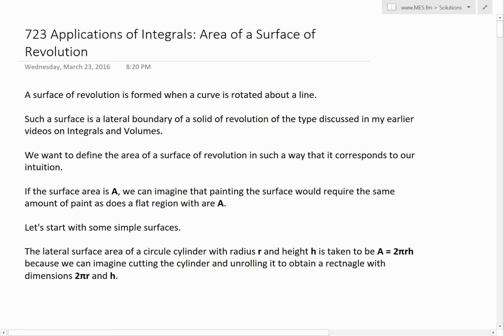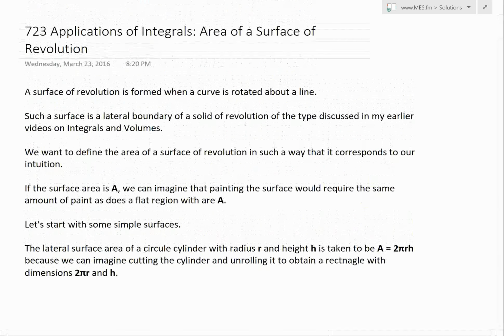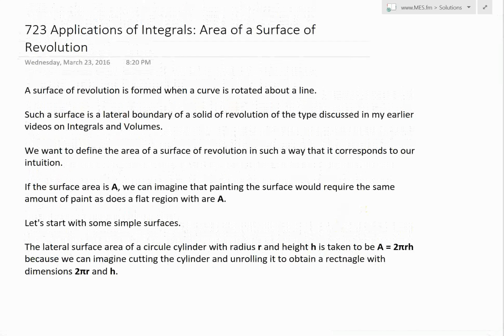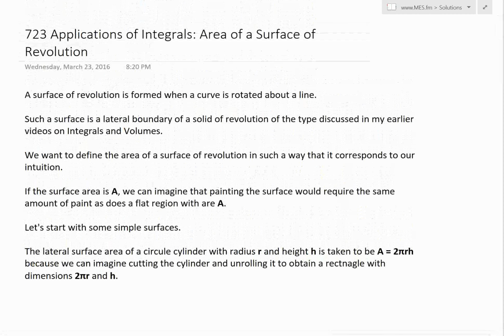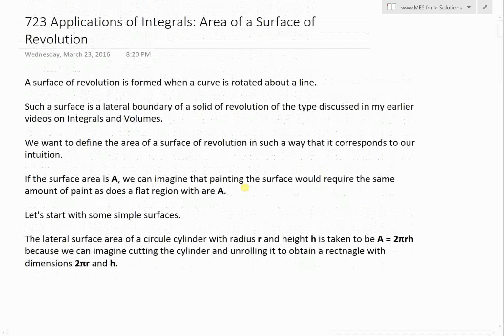Hi, it's time for another Math Easy Solution to discuss further applications of integrals, and now look at this concept, the concept of the area of a surface of revolution. It's similar to my earlier videos, where I went over arc length, or length of a curve, as well as the area under a curve or the volumes, etc. But now we're going to develop one for the surface area, and I'll get to that in a bit.